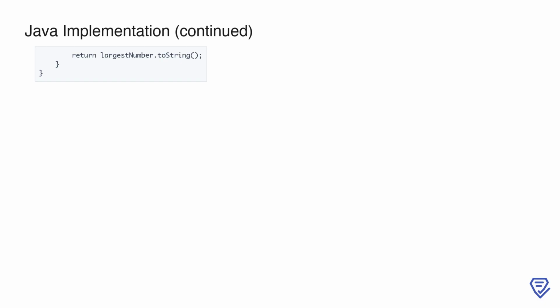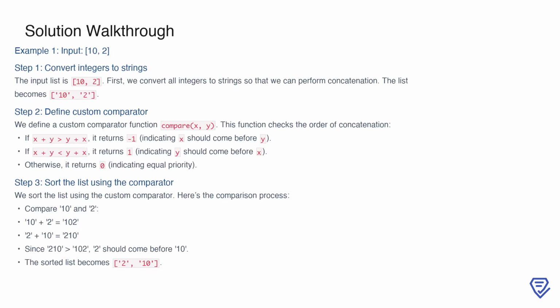By sorting based on the custom comparator and handling edge cases like all zeros, we ensure correctness while keeping the code efficient and concise. To solve this problem, we start with the input list 10, 2. The first step is to convert each integer in the list into a string. This allows us to perform string concatenation, which is key to determining the correct order. After this step, the list becomes "10", "2".